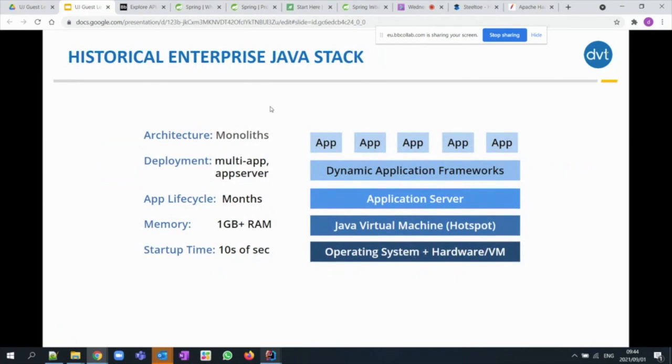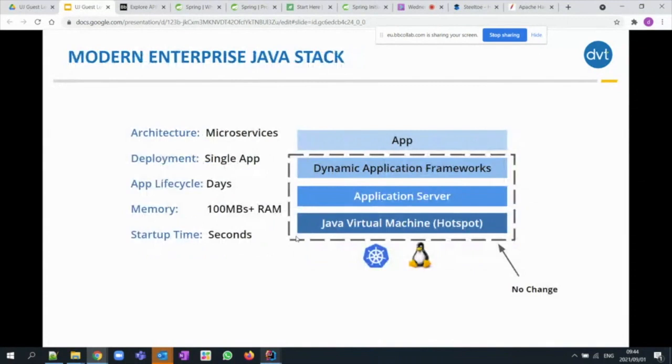historically, the Java stack used to be this, which is what we discussed. You have your operating system and hardware, you have your Java virtual machine, then you have your application server, then you build some sort of dynamic applications and deploy them in there, and then you have your varieties of apps around it. This was the historical version of how Java stacks used to be used.